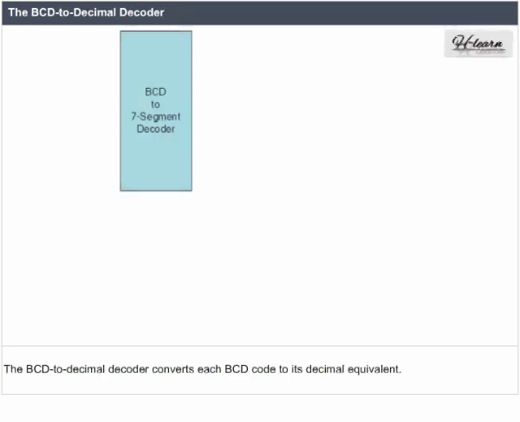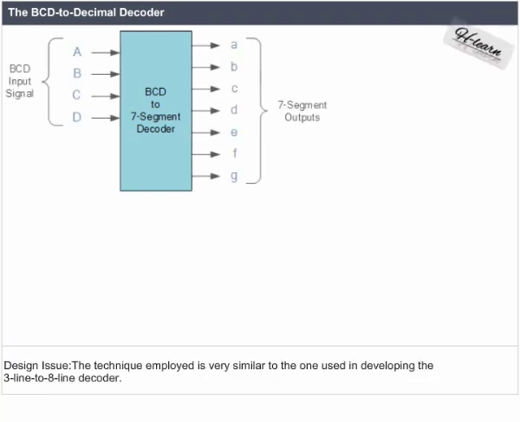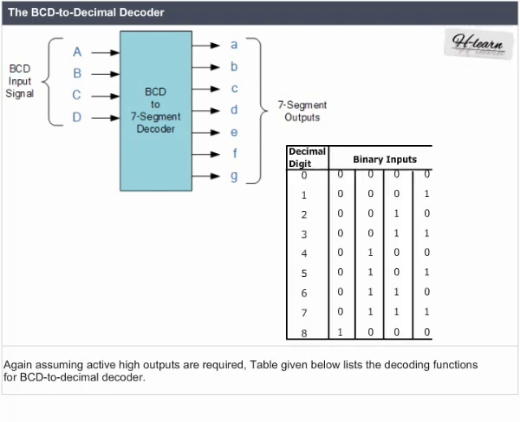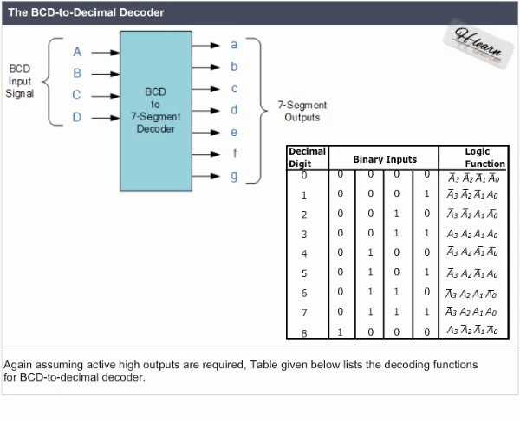The BCD to decimal decoder. The BCD to decimal decoder converts each BCD code to its decimal equivalent. Design issue. The technique employed is very similar to the one used in developing the 3-line to 8-line decoder. Again, assuming active high outputs are required, the table given lists the decoding functions for the BCD to decimal decoder.